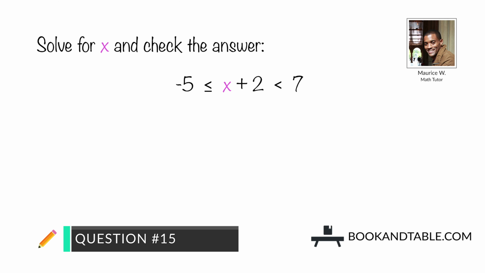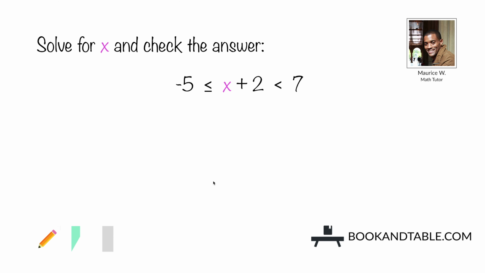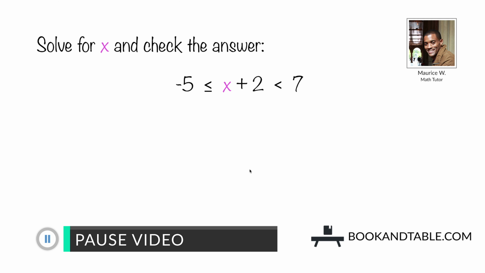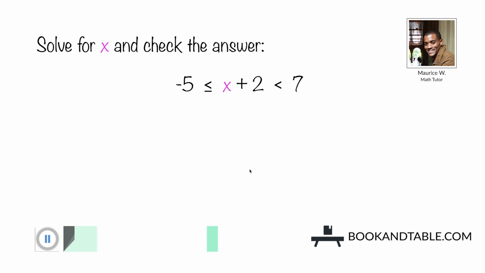Question 15. Solve for x and check the answer. Negative 5 is less than or equal to x plus 2, which is less than 7. Pause the video, answer this question, and then press play when you are ready.